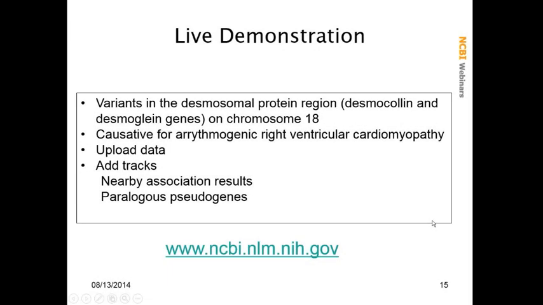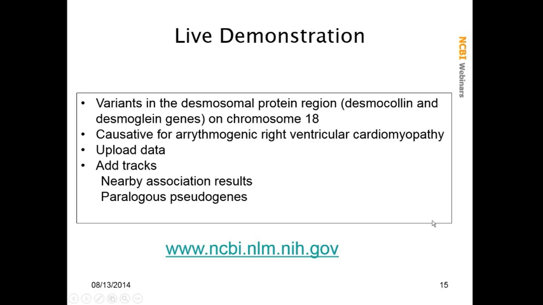Okay, let me give a brief introduction to the demo that we're about to do. We're basically going to focus on a particular region on chromosome 18 that contains some interesting genes. There's a small family of genes with some pathogenic variants. These are desmosomal proteins. They're the desmocollin genes and desmoglein genes on chromosome 18. Some of these have causative variants for arrhythmogenic right ventricular cardiomyopathy. So we're going to browse around there and look at some things.